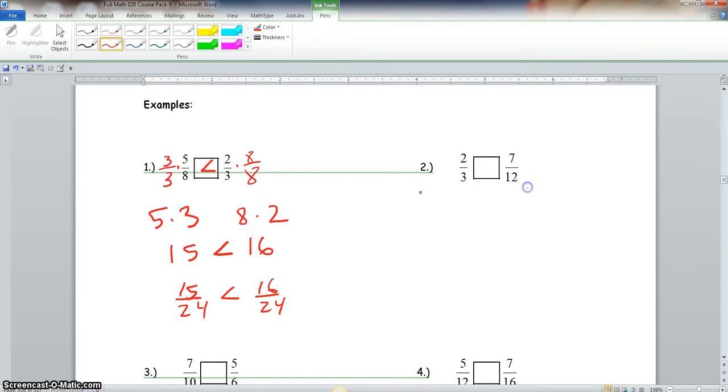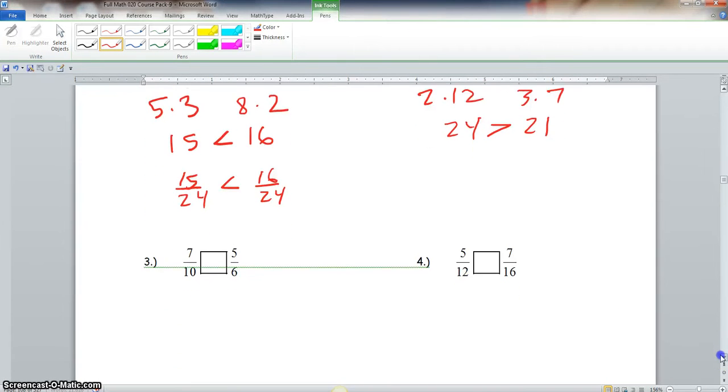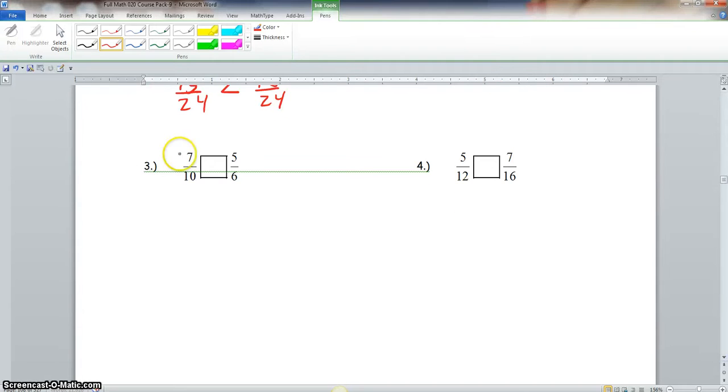So let's do this here. We have 2 times 12. Then we have 3 times 7. 2 times 12 is 24, and 3 times 7 is 21. So this is greater than. So we will put that here. Now we scroll down here and do the same thing. 7 times 6, and then 10 times 5. 7 times 6 is 42. 10 times 5 is 50. We know 50 is greater than 42. So 5/6 is greater than 7/10.